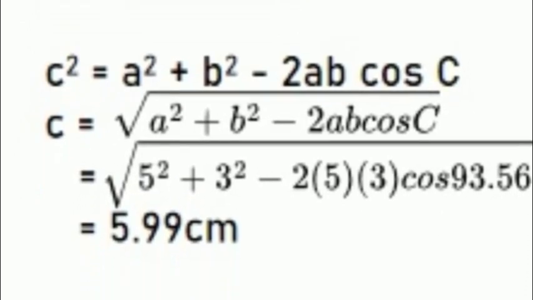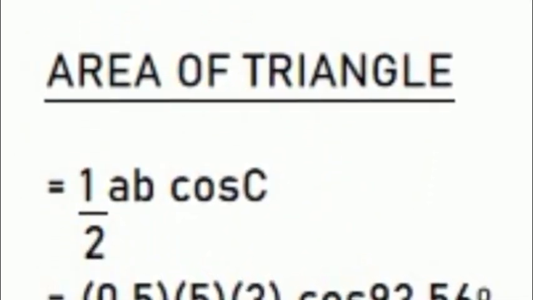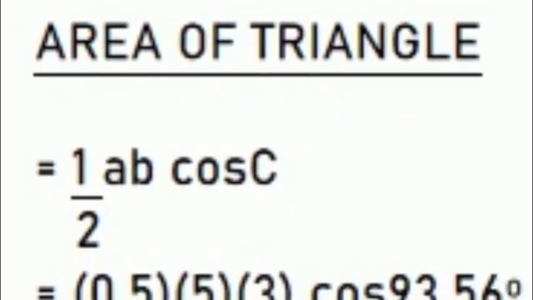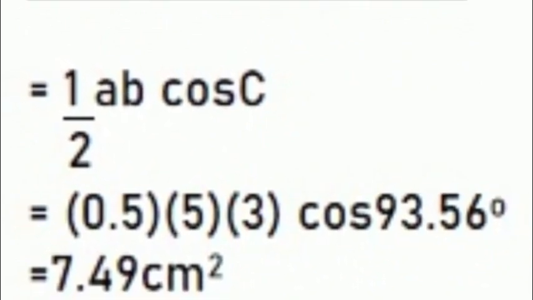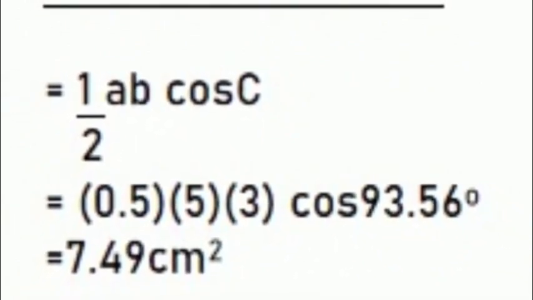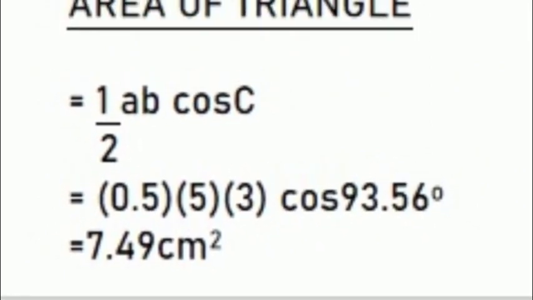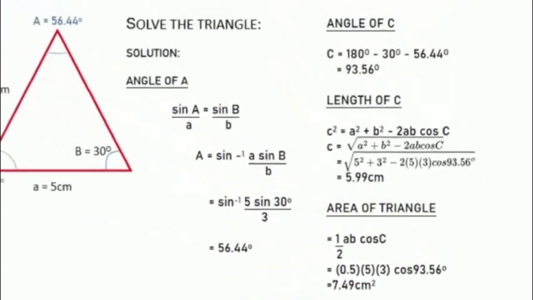The last step, we need to find the area of the triangle. In this part, we will use the formula for the area of a triangle, that is 1 over 2 times a times b times cos C. So equals 1 over 2 times 5 times 3 times cos 93.56 degrees. So we get the area of the triangle is 7.49 cm square.